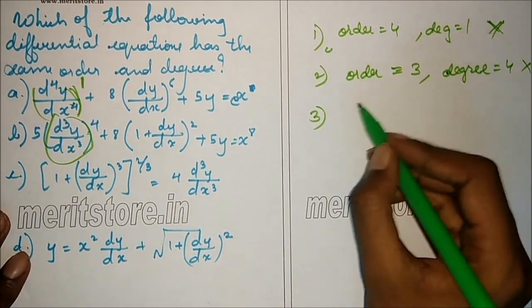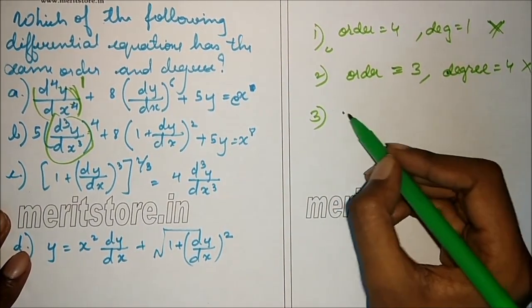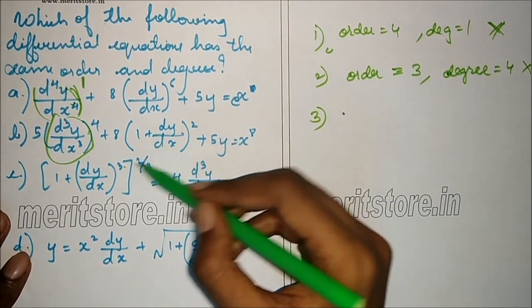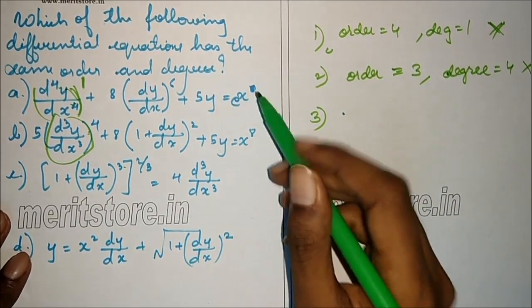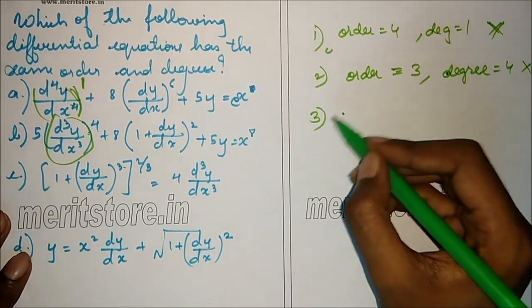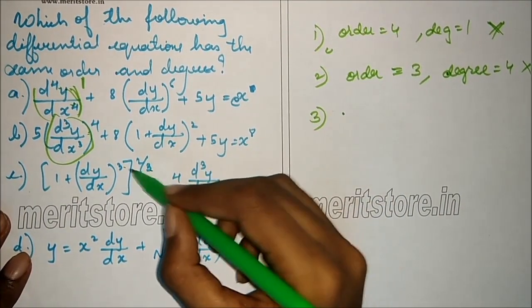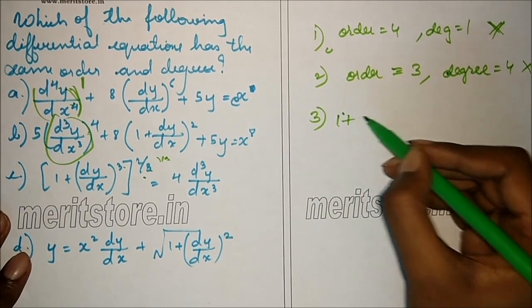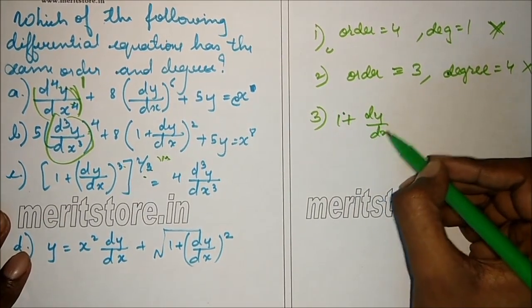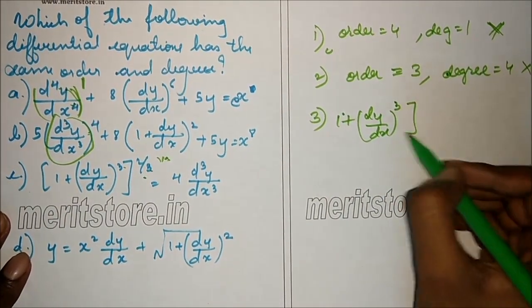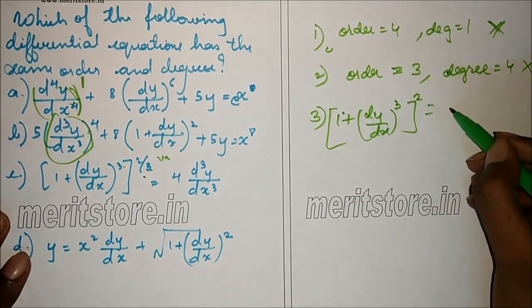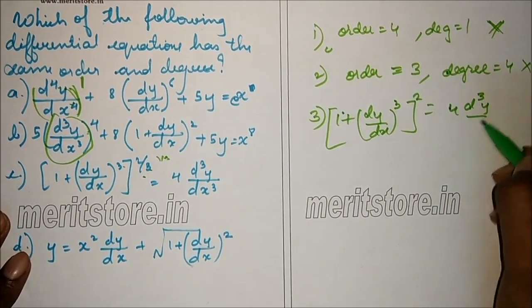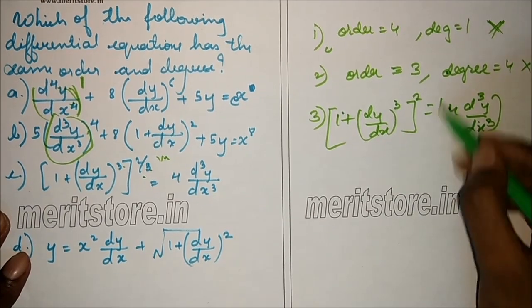Let's check option C. So (1 plus dy by dx cube) raised to 2 by 3 equals 4 into d3y by dx cube. So we cube both sides to remove the 1 by 3 power. So this will be (1 plus dy by dx cube) raised to 2 equals 4 into (d3y by dx cube) raised to 3.